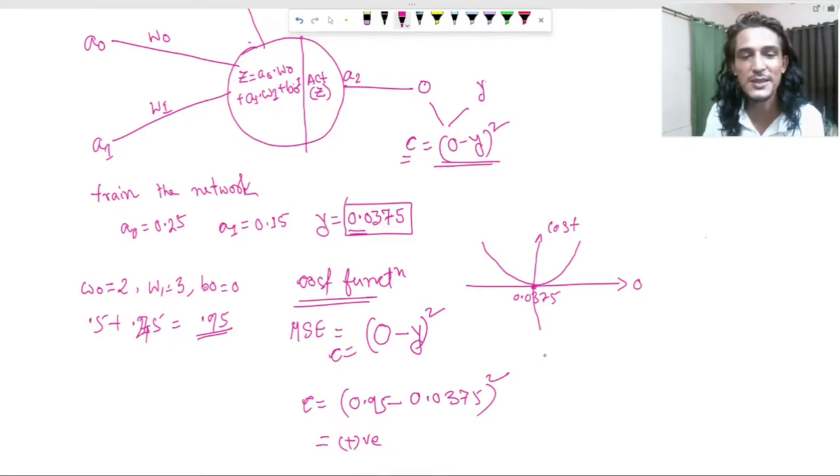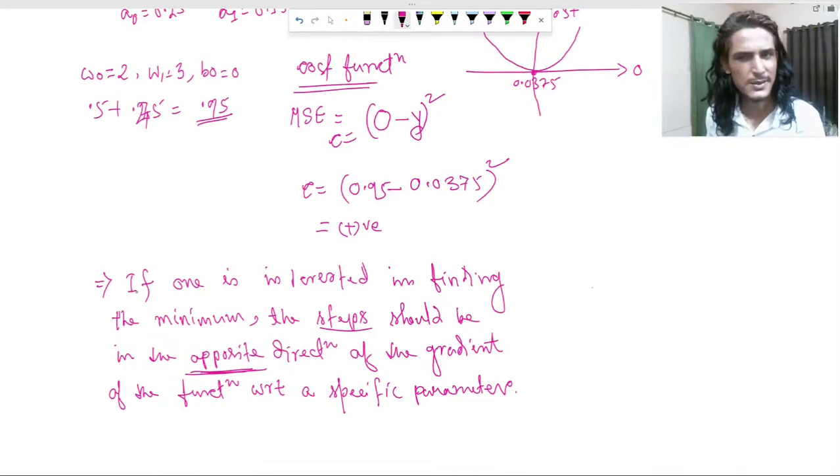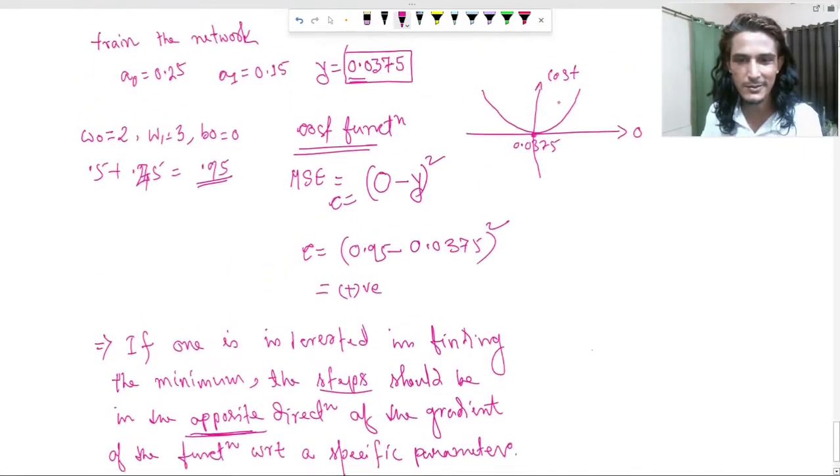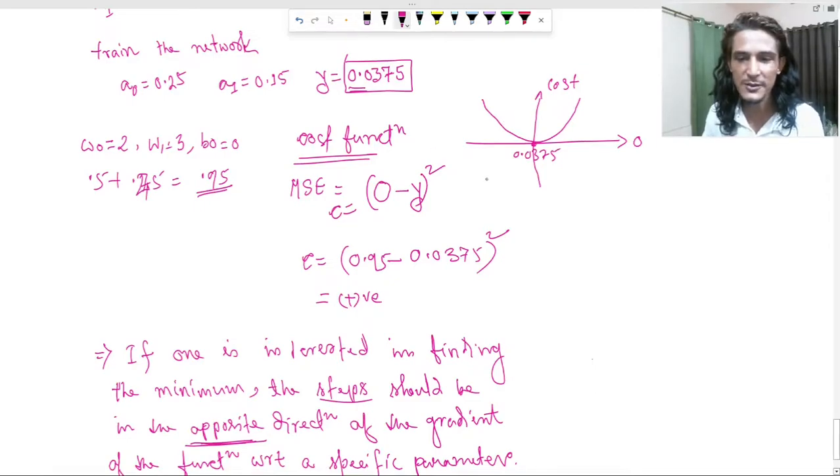That standard way is gradient descent. Okay, so let's see what gradient descent tells us. What gradient descent tells us is, if one is interested in finding the minimum of a function, the way we want to achieve here, the minimum of this cost function, that is what we want to achieve.